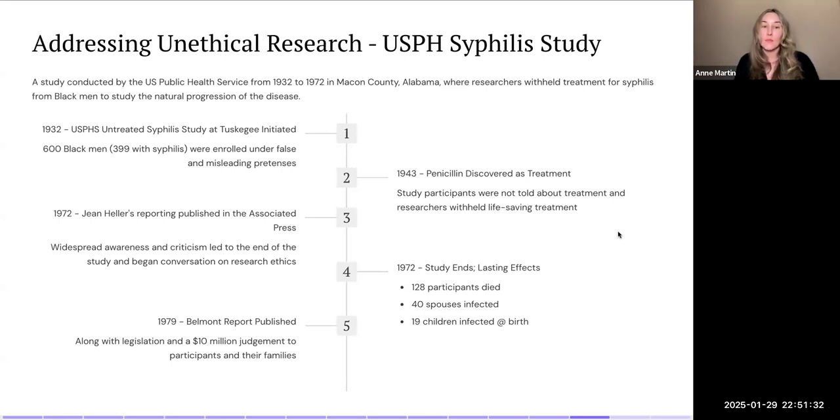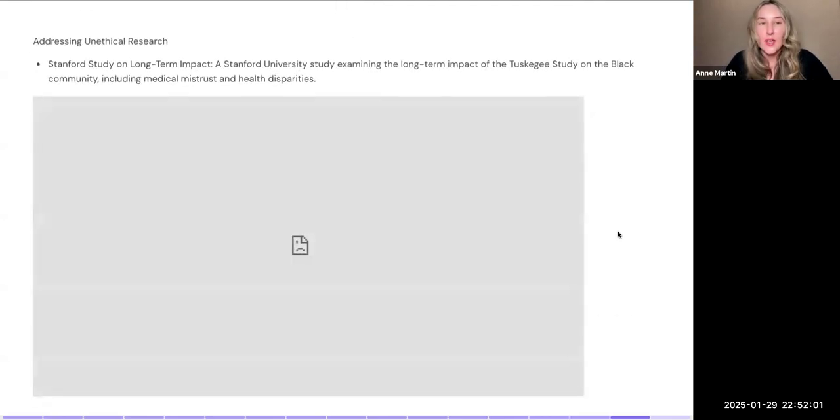The 1979 Belmont Report was published that had some of the ethical principles that we still use today. There was also a $10 million judgment to participants and their families. But one of the main issues that came out of this study was a serious mistrust in researchers and in the medical profession, because once this study became widely known, of course, people were rightly concerned about it, but it still has lasting effects today.